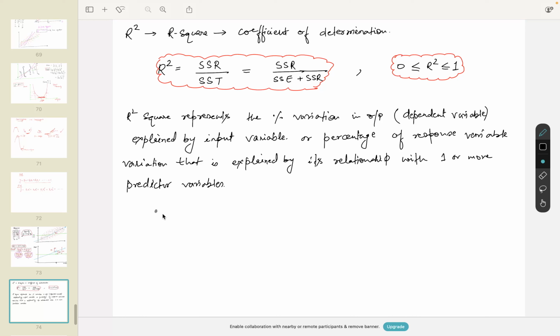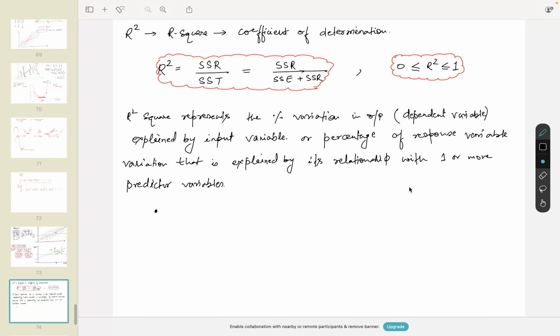The most important, I'll tell you that. So, are you able to understand? The r square represents the percentage variation in the output explained by the input variables. Or the percentage of response variable variation that explains relationship with one or more predictor variables.